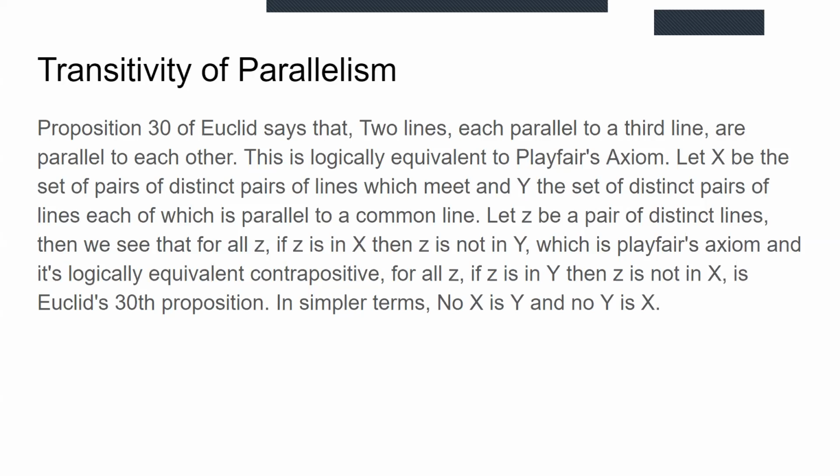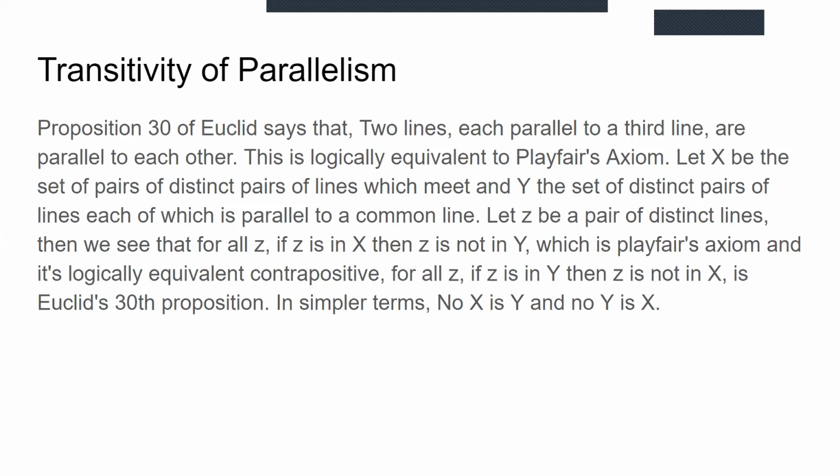Another thing we found, which relates to Playfair's axiom and also proposition 30 of Euclid. It's not directly the parallel postulate, but proposition 30 says that two lines, each parallel to a third, are parallel to each other, which is logically equivalent to Playfair's axiom.